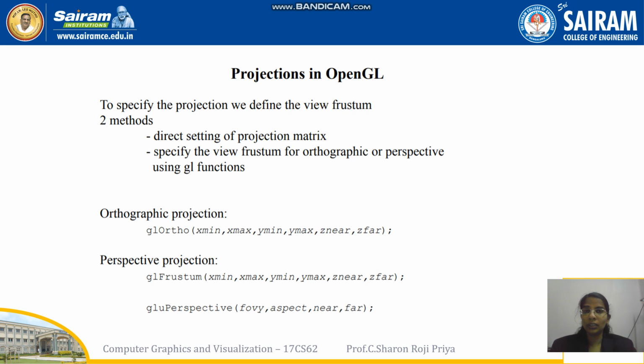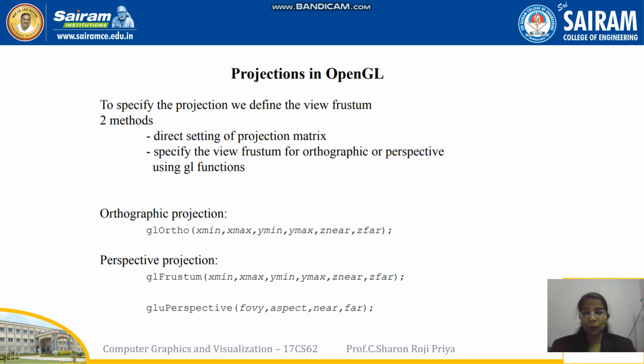Next is glOrtho. As I said, the 2D viewing function is gluOrtho2D, and for 3D it is glOrtho. In 3D viewing I have two types of projections, parallel projection and perspective projection. If it is parallel projection, my viewing function is glOrtho, and it will have 6 parameters: xmin, xmax, ymin, ymax, plus the near and far values of my set.